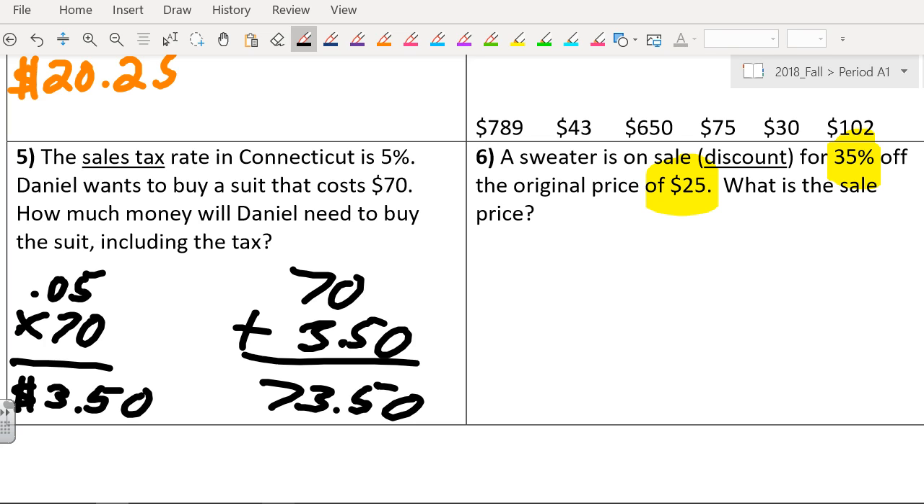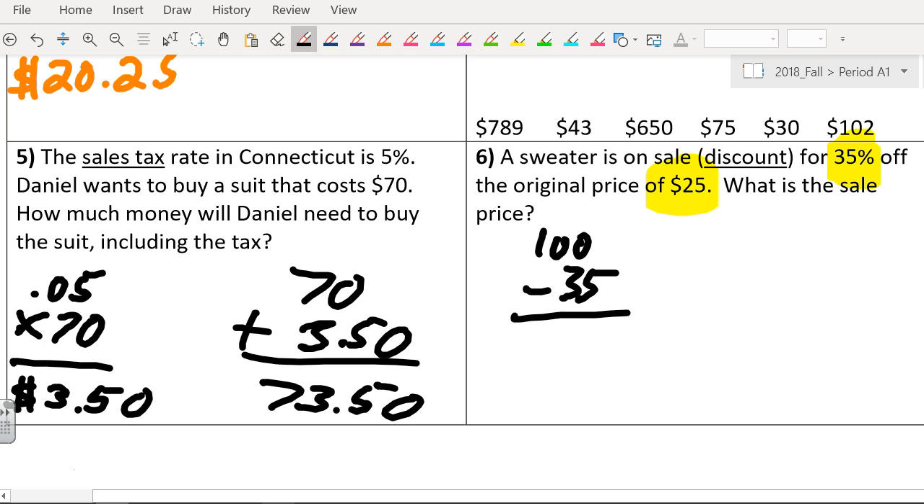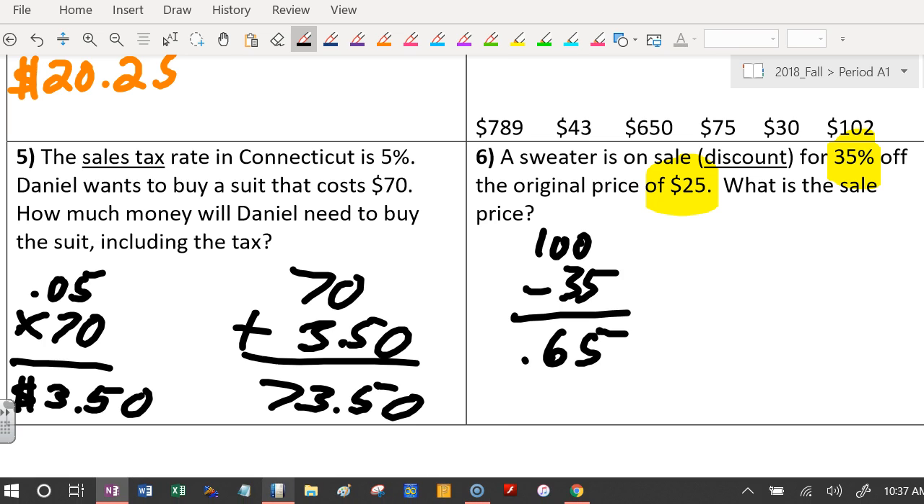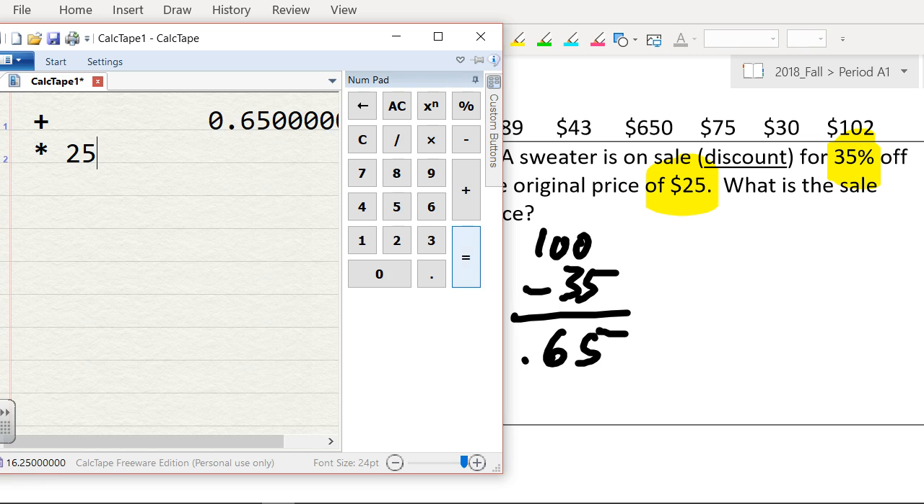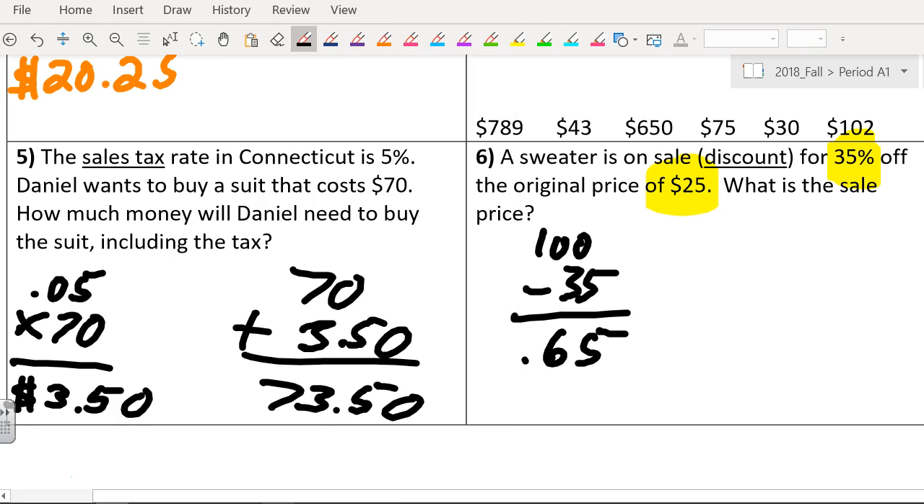Okay, a sweater is on sale for 35% off, but that one we can subtract. 100 minus 35, what do we get? 65. We're going to do 0.65 times 25. $16.25. Does that make sense? Is that cheaper than 25 bucks? Yes, it sure is.